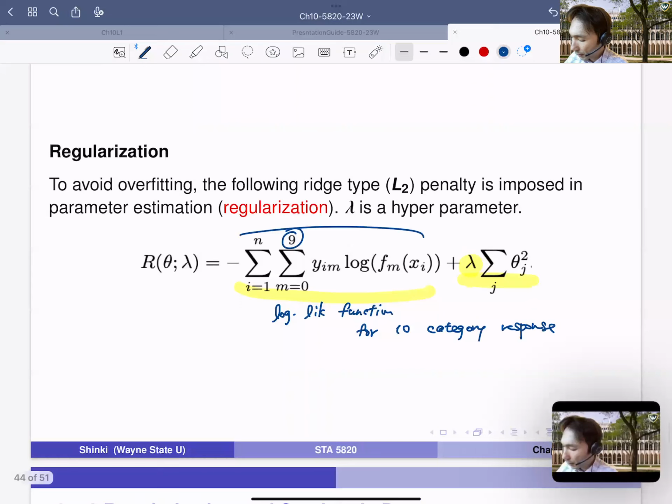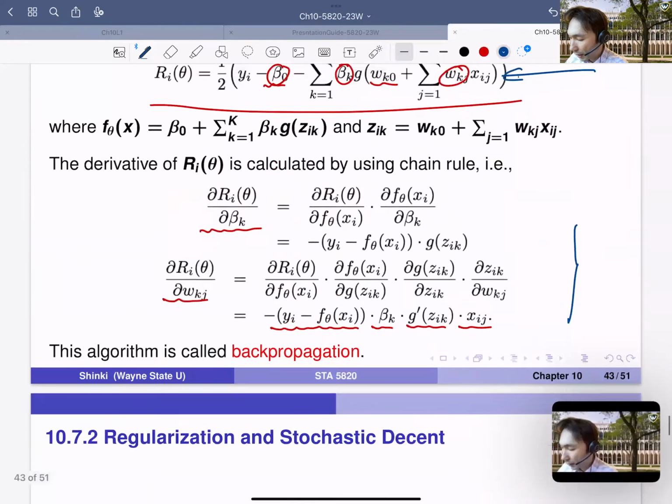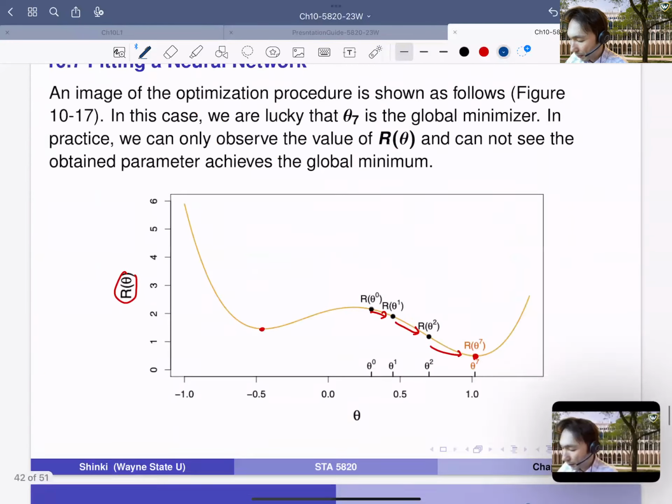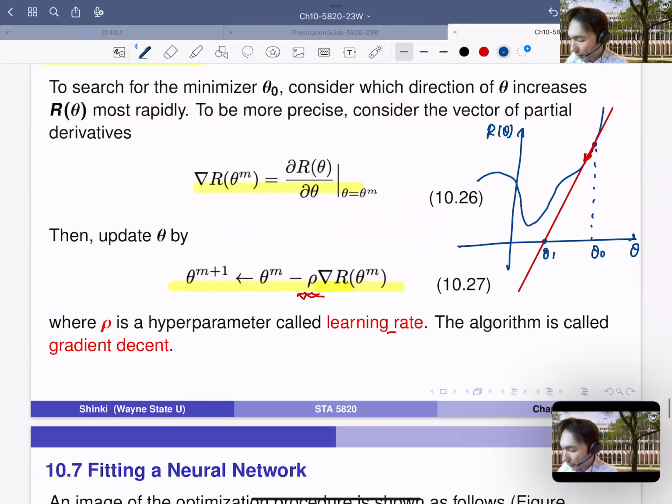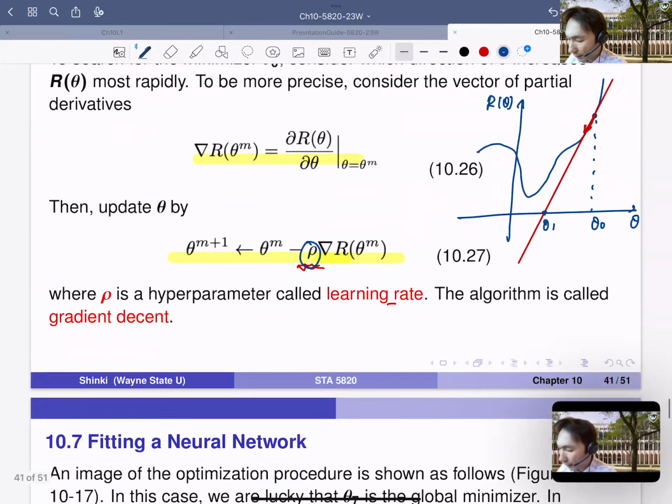Yeah, so this is the basic concepts of estimating a neural network. So we optimize parameters. We have hyperparameter lambda. We have maybe some other hyperparameter, maybe rho, and so on.